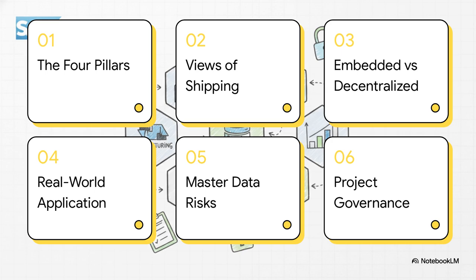We'll hit the 4 supply chain pillars, the 3 distinct views of shipping, that massive architectural choice between embedded and decentralized deployments, a real-world look at Coca-Cola, the hidden risks of master data, and finally, project governance and testing. All right, let's jump right in.